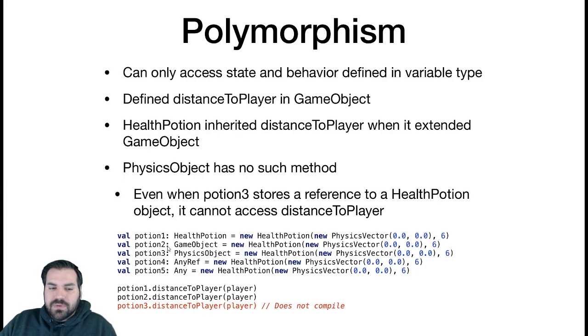So we have a variable of type game object. We can access the game object specific functionality, but we cannot access health potion specific functionality. So this health potion has a volume state variable, which is defined in the health potion class and doesn't exist in the game object class. So potion 2, we can't access the potion's volume through this variable because the variable is of type game object.